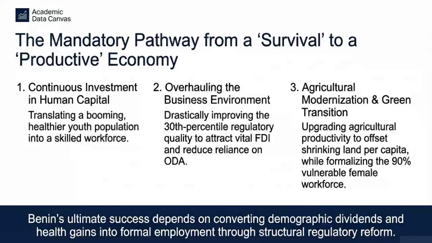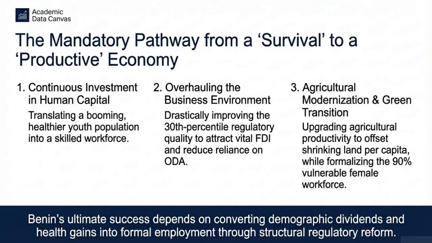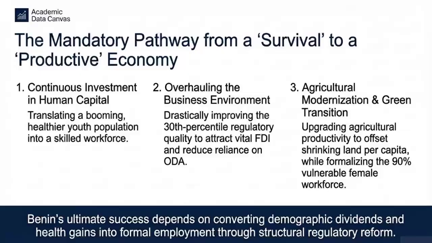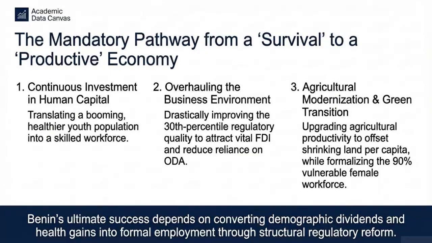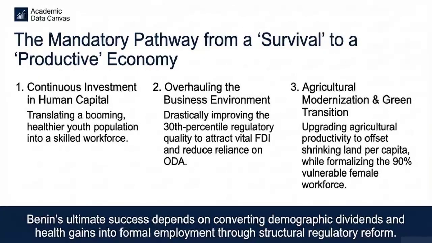They have to continue to invest in human capital. You cannot let those health and education metrics slip backward. Right. But second, and this is the critical bottleneck, they must drastically reform the regulatory environment and the rule of law. They have to make capital feel safe. Without that, they will never attract the foreign direct investment needed to build formal industries and create wage-paying jobs for that massive youth population. And third, they have to modernize agriculture immediately, before that shrinking land per capita ratio triggers a catastrophic food security crisis that wipes out all the other gains.